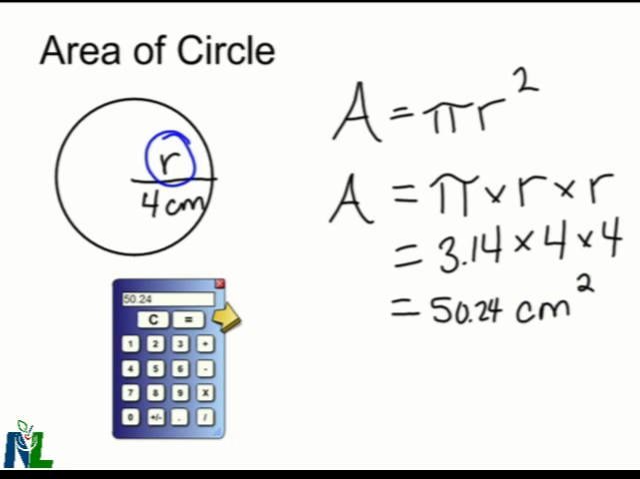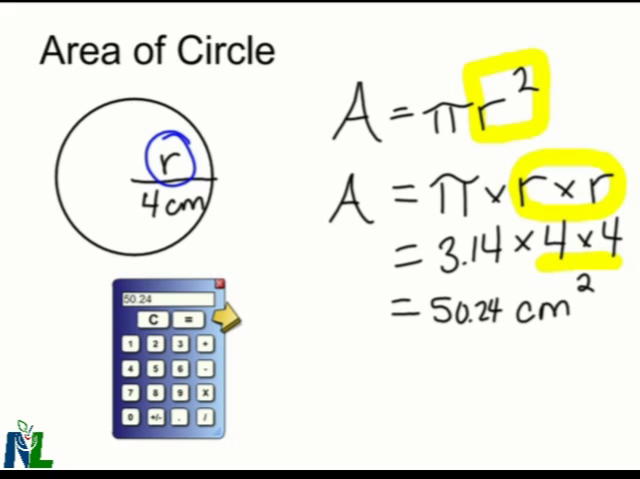A common mistake that a lot of students make is, in this part right here, the r times r, a lot of students accidentally do r times 2 instead of r multiplied by itself. So be very careful that you don't do that, okay?